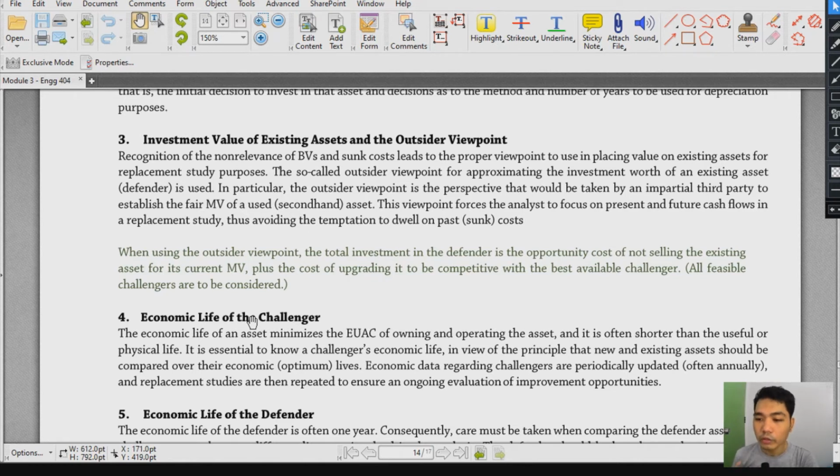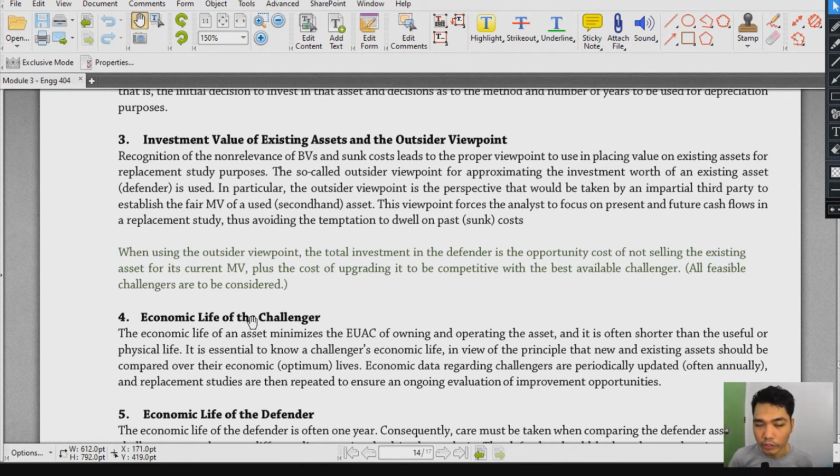Remember, when we want to analyze if we really have to replace a certain asset, we have to consider all the possible upgrades of our current asset. Kasi, what if pwede naman siyang i-upgrade and then at a lower cost? Tapos, okay pa naman yung kanyang market value. So, will it still be more economical if we just keep this asset and just upgrade rather than replacing it totally with a new challenger?